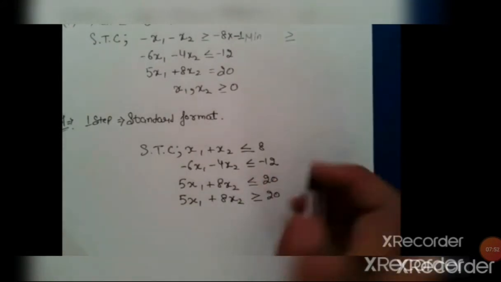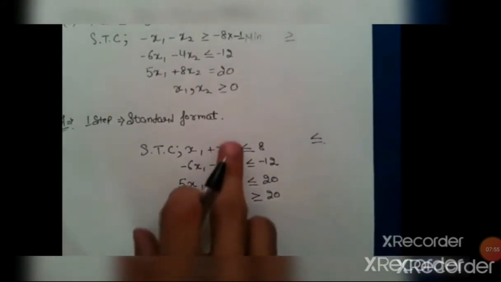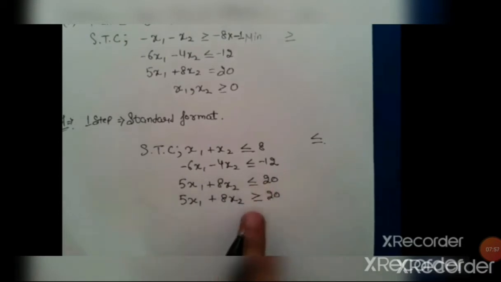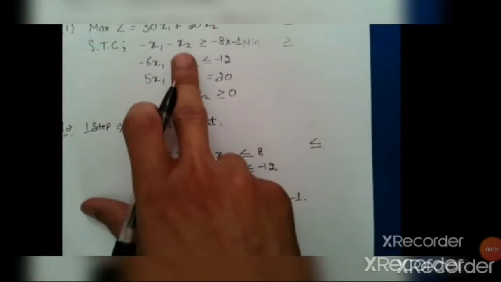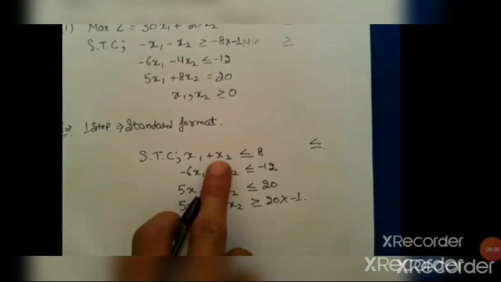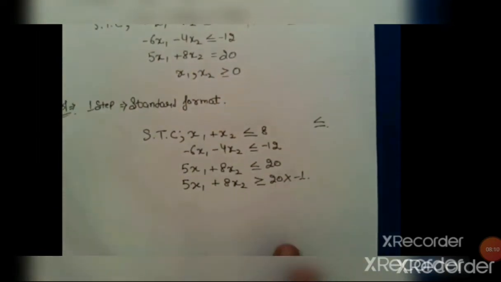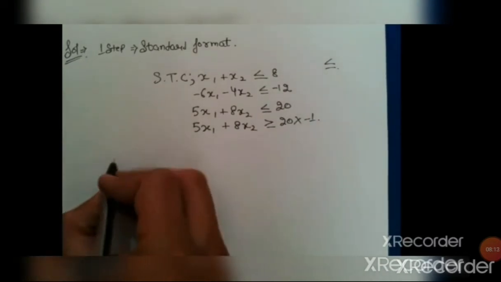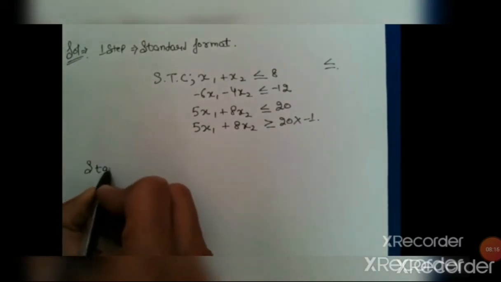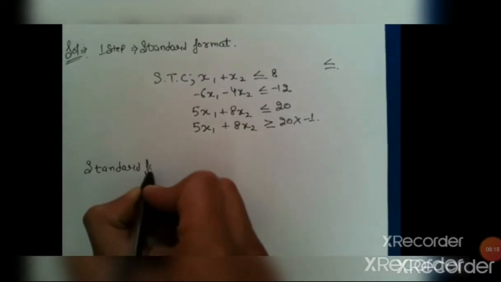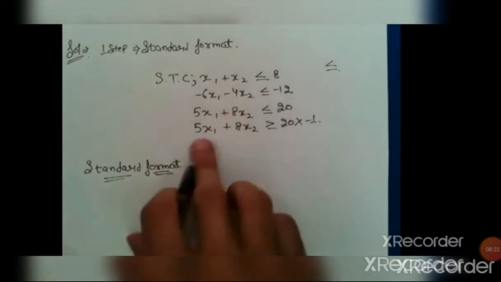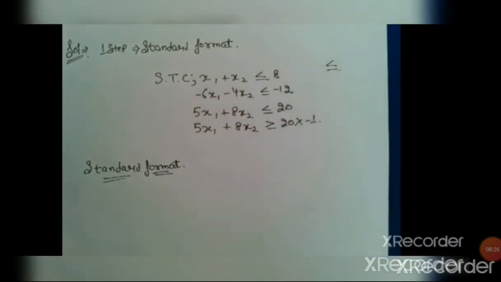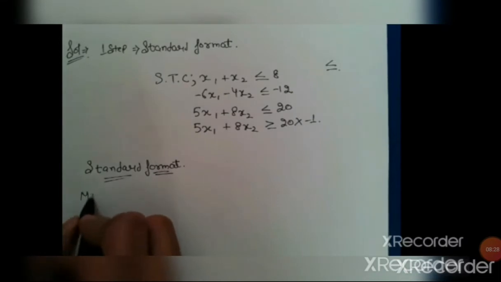Now the first three are in standard format, and the last is not in standard format. So you again multiply this with -1 to make it standard form. When you multiply this with -1, then you will get standard format, that is, subject to constraint. So for the last one, you write the whole equation.